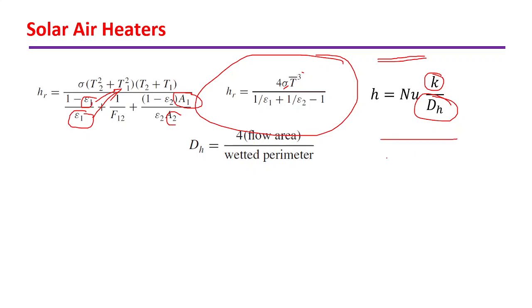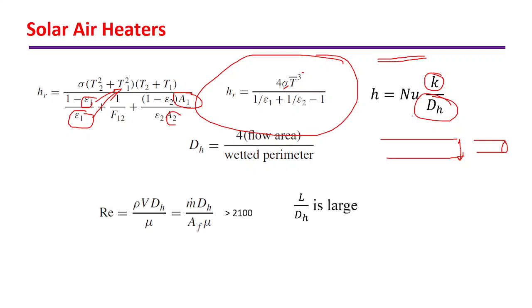So what can happen? The air passage may be rectangular or it may be cylindrical. So in that case, we have to see the hydraulic diameter. Hydraulic diameter will be 4 into flow area upon wetted perimeter. Based on that, we have to calculate the hydraulic diameter. Then next we have to calculate the Nusselt number.